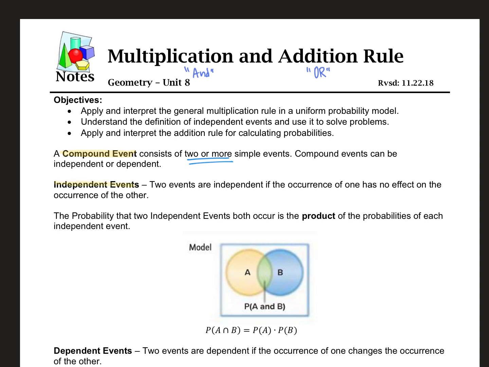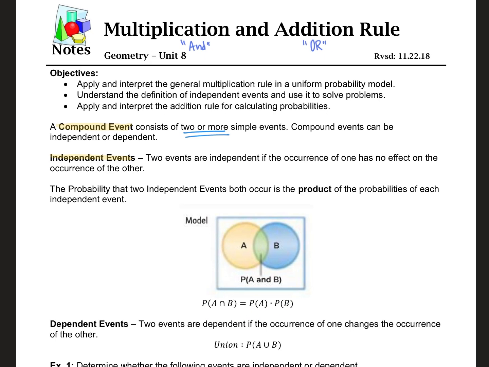An independent event: two events are independent if the occurrence of one has no effect on the occurrence of the other. They are independent of each other. They do not impact one another. The probability of two independent events both occurring is the product of the probabilities of each independent event. You can also model it using this formula right here.